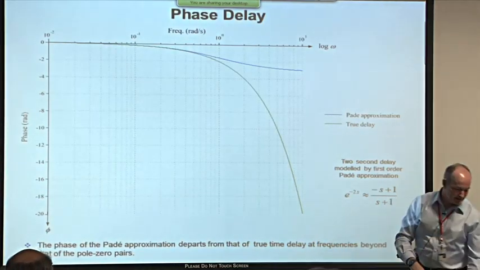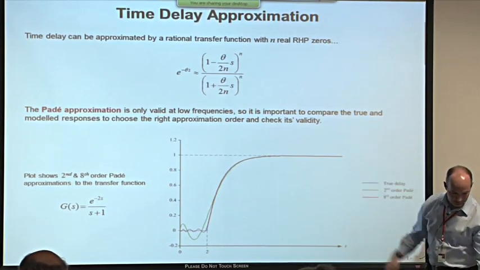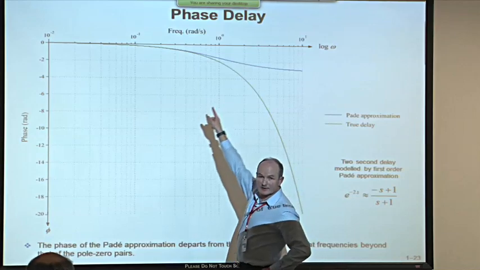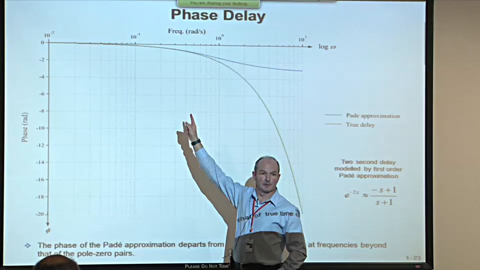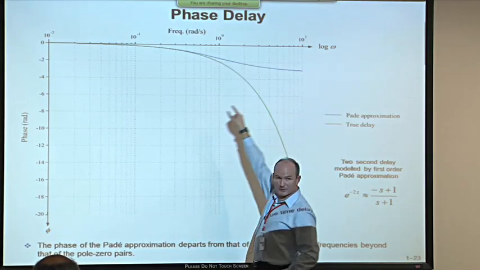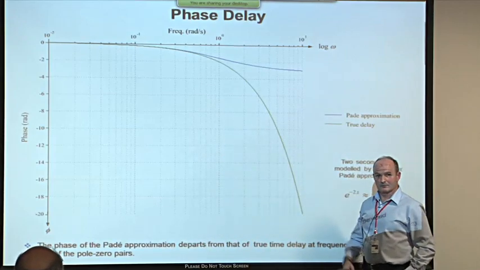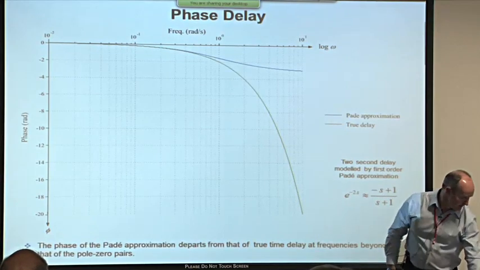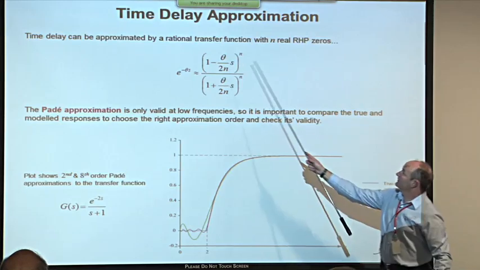Now, the equivalent phase of the Padé approximation, right, this thing at the top, doesn't look like that at all. It stays pretty close to it until you get to the frequency of the pole zero pair that you applied in the approximation. And then there's a departure because it levels out. That blue line levels out. So what does high mean? High frequency means any frequency beyond the frequency of the pole zero pair in the Padé approximation, which is the frequency theta divided by 2n.